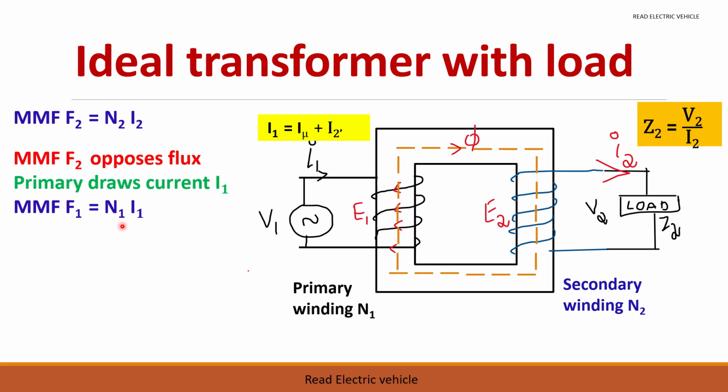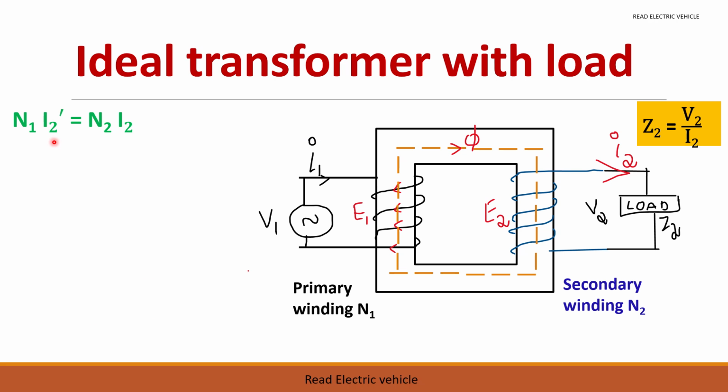The primary MMF is equal to N1 I1. I1 I can write as I mu plus I2 dash. So N1 I1 is equal to N1 into I mu plus I2 dash. This is the no load MMF. Now we need this extra MMF to compensate the demagnetizing effect of the secondary MMF, so this part should be equal to the secondary MMF N2 into I2. From this we get the relation I2 dash is equal to N2 by N1 into I2. N2 by N1 is nothing but the turns ratio K. So we got the relation I2 dash is equal to K times I2.